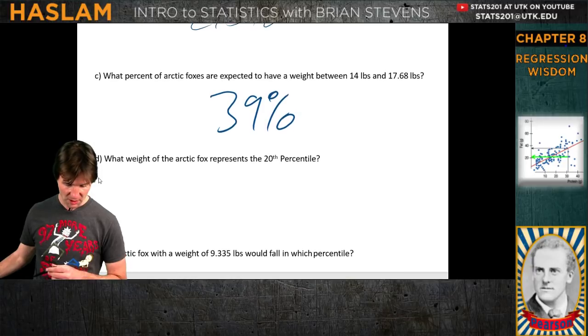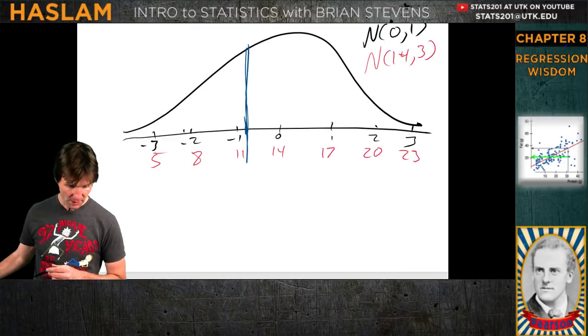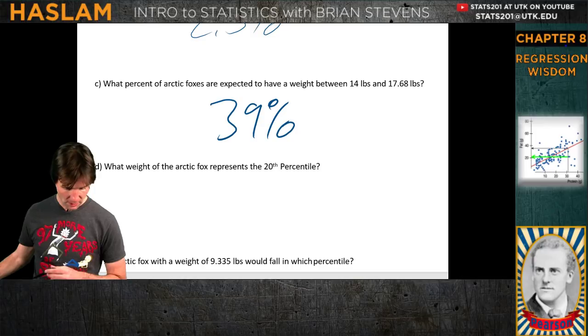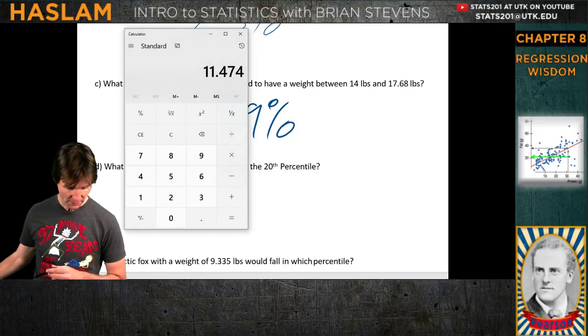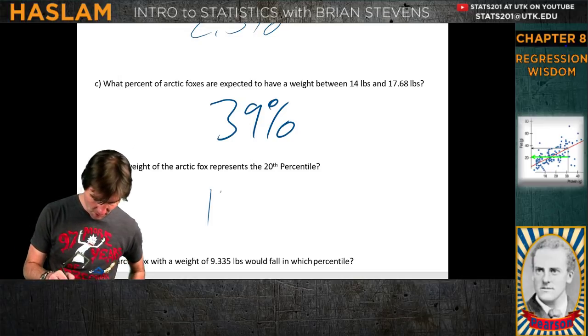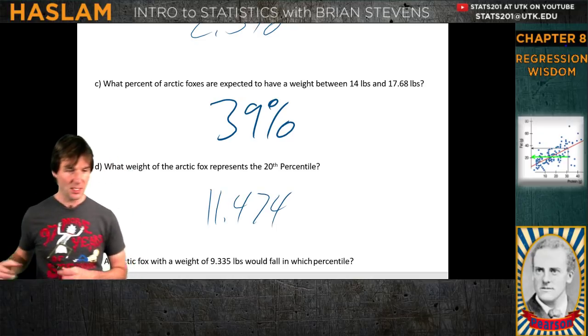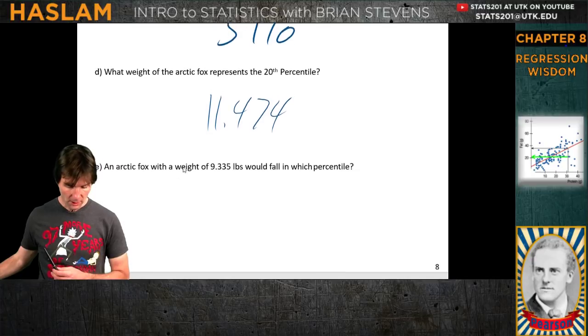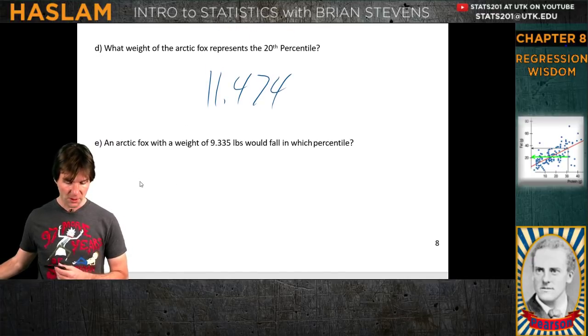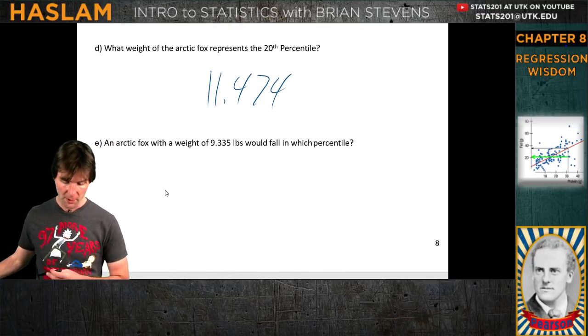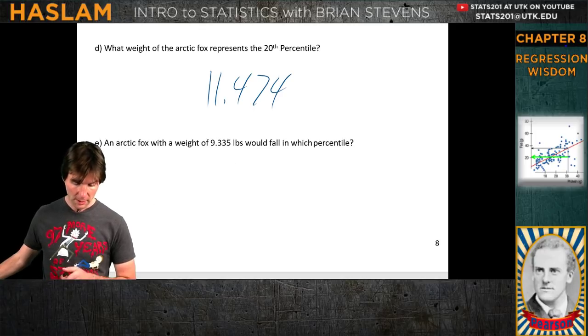So we have the 20th percentile right here. What weight of Arctic foxes represents that? We solved it. We did solve it, right? It's 11.474. Hopefully I don't make an error in here. Still amazing. An Arctic fox with a weight of 9.335 would fall in what percentile?